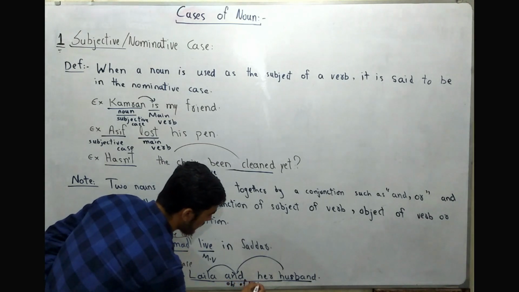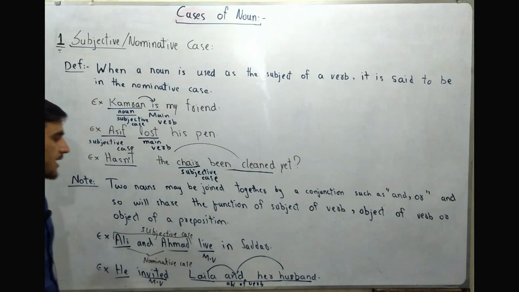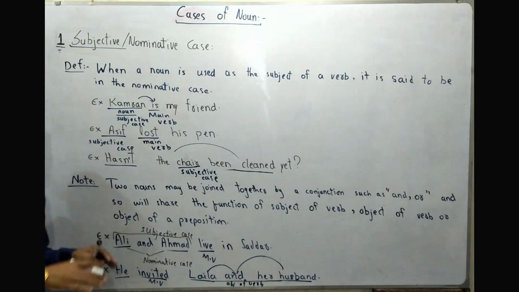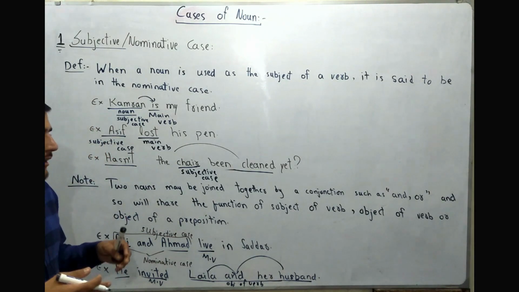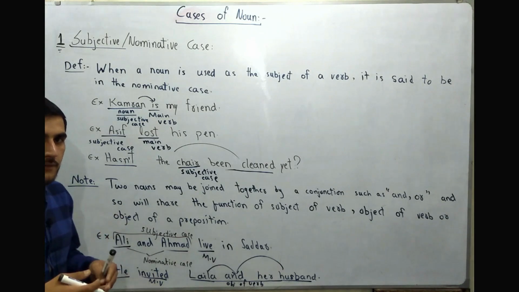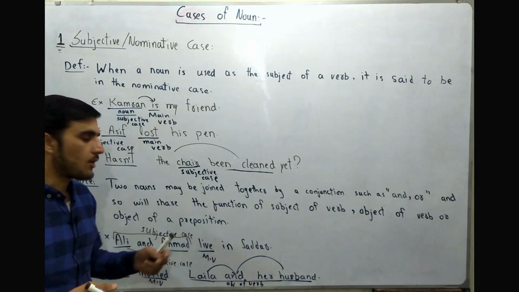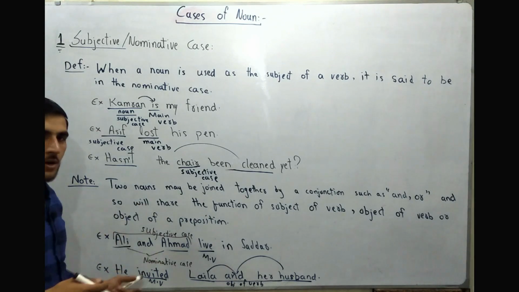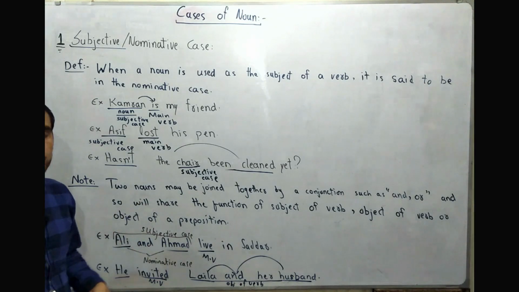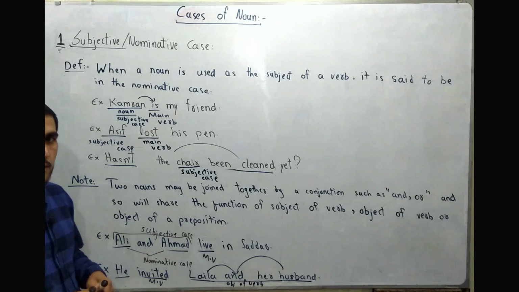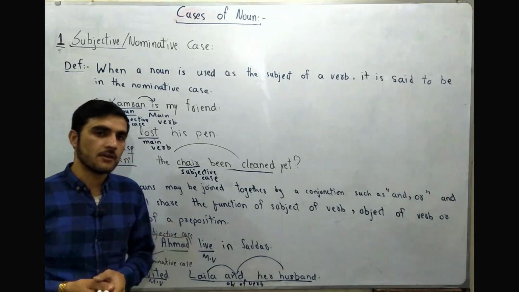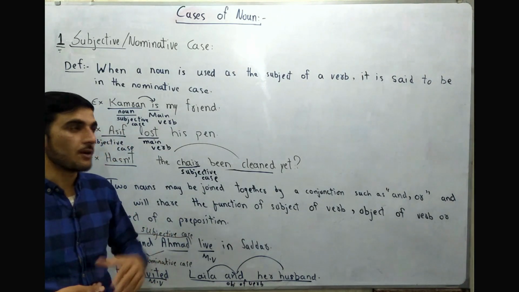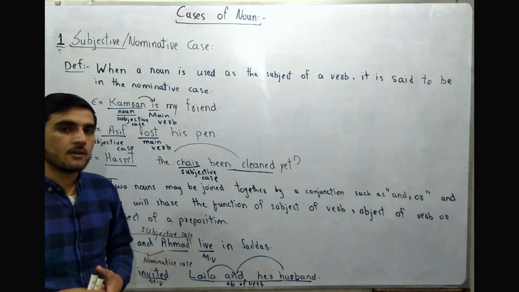So that's why we say that if two nouns are joined by the conjunction and or or, again they share the function. They both function as subject, or object, or object of preposition. Now, inshallah, after that we are going to study objective case of noun.